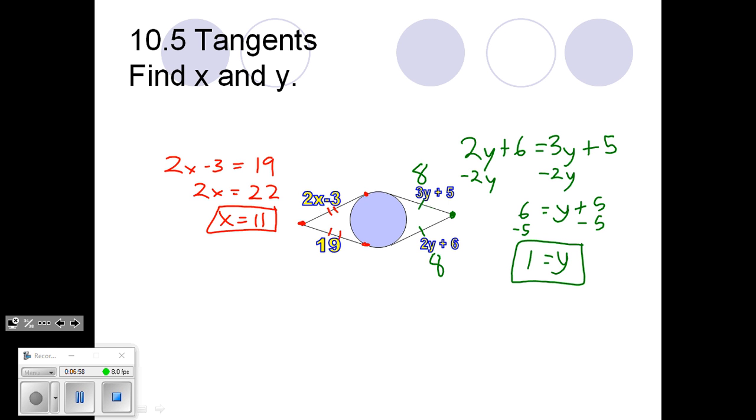And I think that's it for today. So there's tangent lines and some problems that involve tangent lines.